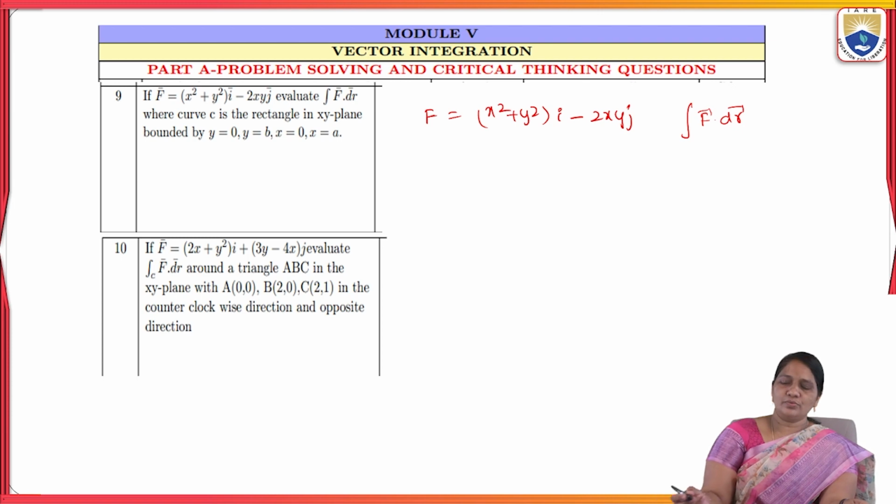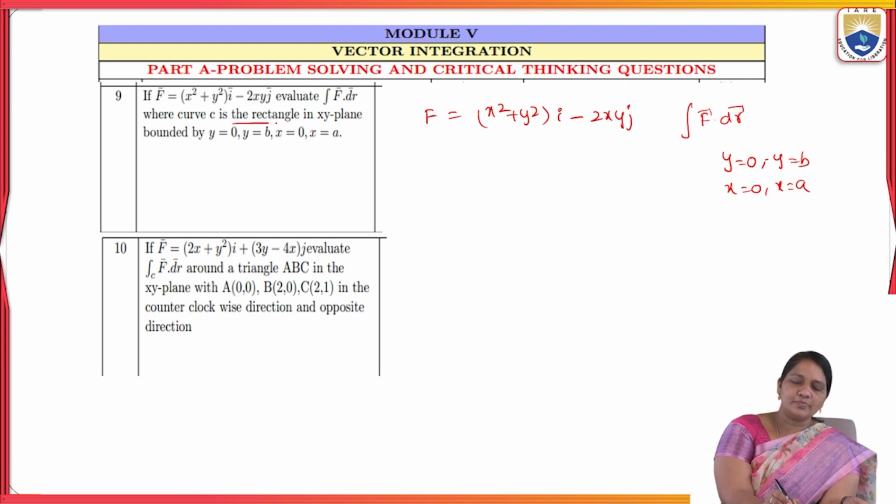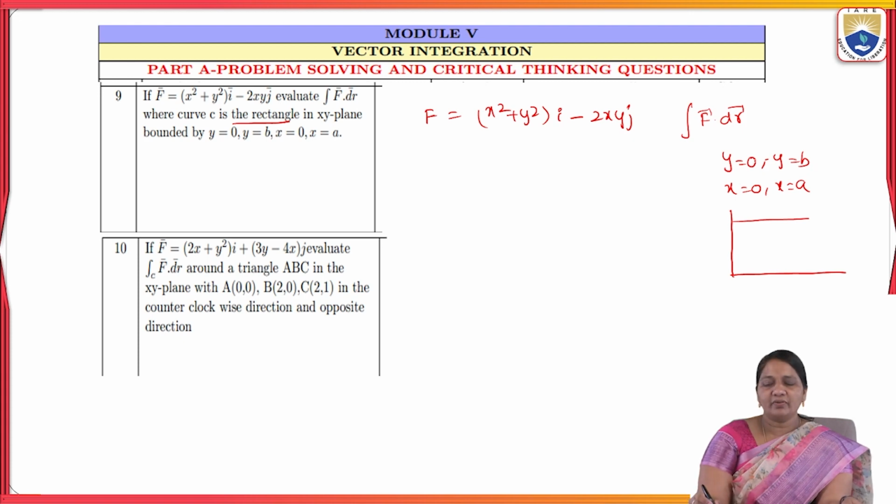Based on the values, here they are given the xy plane, and y equal to 0 and y equal to b, and x equal to 0 and x equal to a. So we have the limits for x and y. Here we have to observe that they gave a rectangle, and one more important point: the x values and y values start from 0. That means this is in the xy plane.